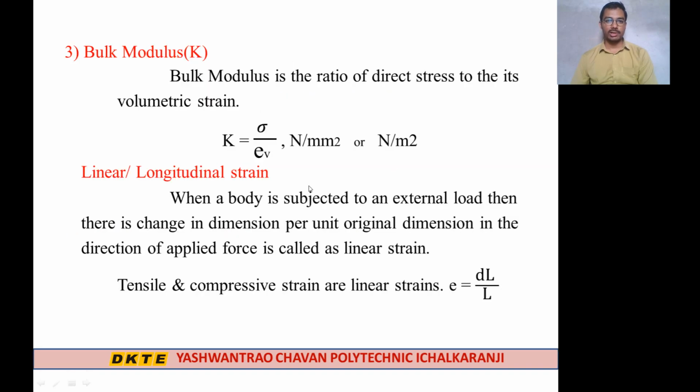Next is bulk modulus. It is the ratio of direct stress to its volumetric strain. Means when we apply a force on any body, their volume gets changed. That is the volumetric strain. It is denoted by capital K, sigma upon EV. EV means volumetric strain. Its unit is also Newton per millimeter square or Newton per meter square.